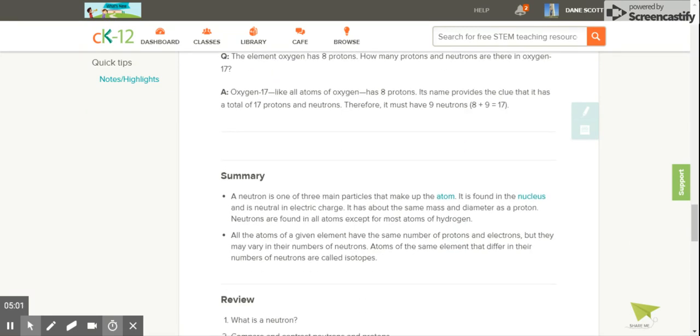Summary: a neutron is one of three main particles that make up the atom. It is found in the nucleus and is neutral in electric charge. It has about the same mass and diameter as a proton. Neutrons are found in all atoms except for most atoms of hydrogen. All the atoms of a given element have the same number of protons and electrons, but they may vary in their number of neutrons. Atoms of the same element that differ in their number of neutrons are called isotopes.